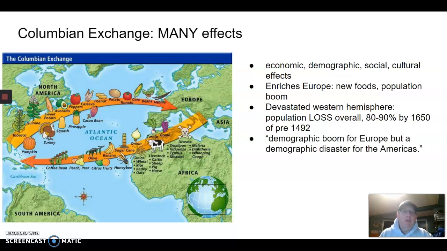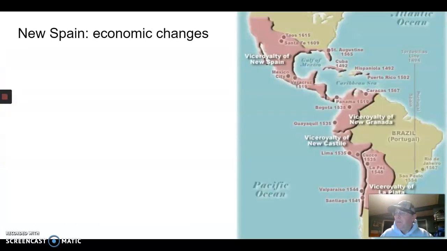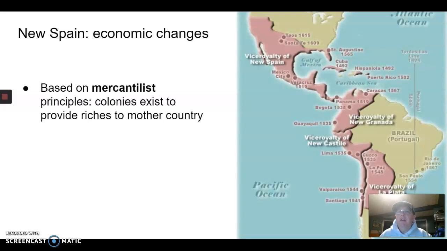All right, and then a little quote from Alan Taylor, whose book we read over the summer. A demographic boom for Europe, but a demographic disaster for the Americas. So, with New Spain as well, there's economic changes that happen. New Spain is what Spain names its colonies, although it gets divided into two, as you can see right there, three actually. But major changes for Spain here.